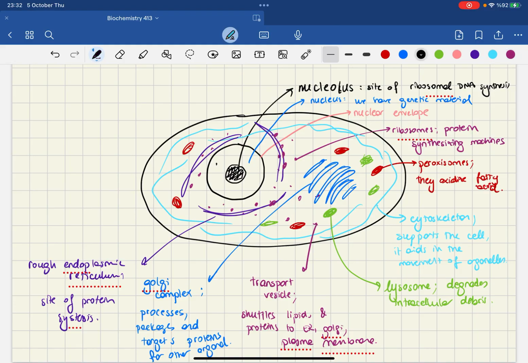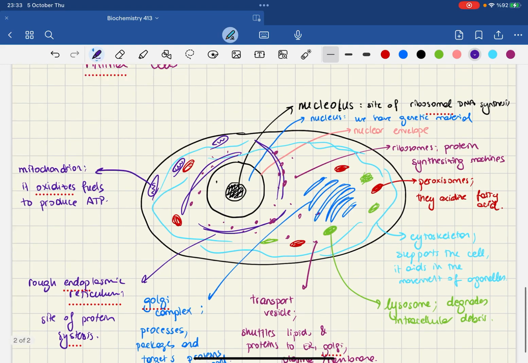All right, and then we have mitochondria, which is really, really important, like this. These are the mitochondria. Let me write it. Mitochondrion. All right, what does it do? It oxidizes fuels to produce ATP.